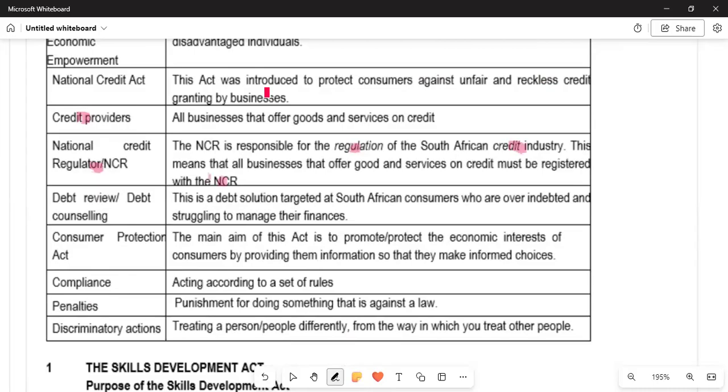That is very important. Debt review or debt counselling is a debt resolution targeted at South African consumers who are over-indebted and struggling to manage their finances. So this act will help them.